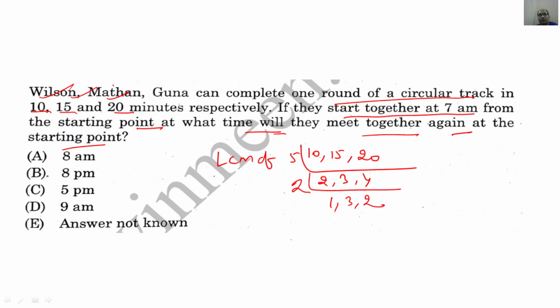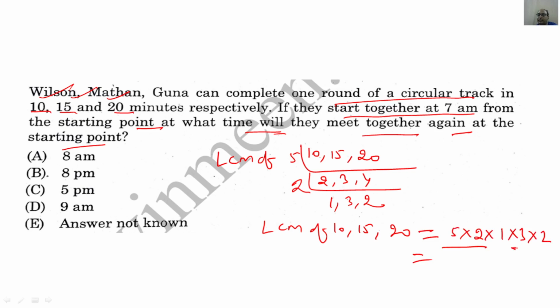Right? So now the LCM of 10, 15 and 20 will be 5 into 2 into 1 into 3 into 2. So it is giving us 10, 3 tens are 30, 2 thirties are 60. So 60 minutes is the LCM. Okay, 60 minutes is the LCM. Means after 1 hour, they will meet again at the starting point.